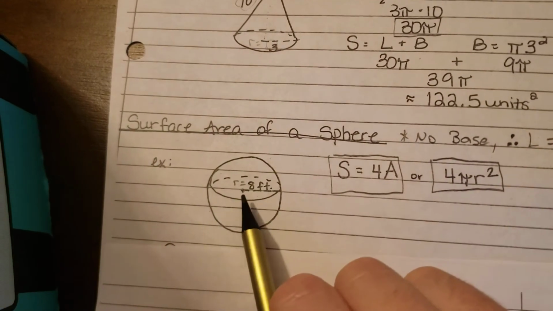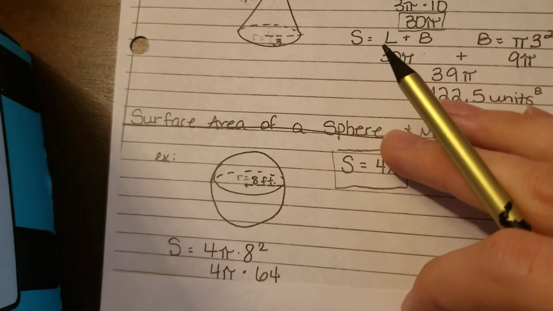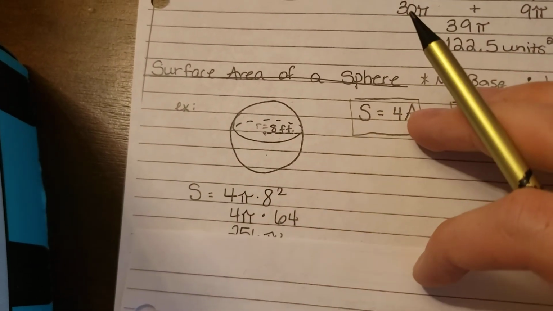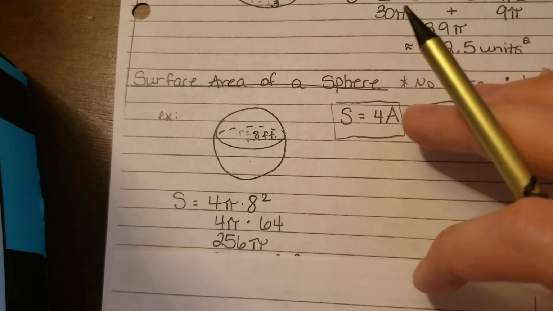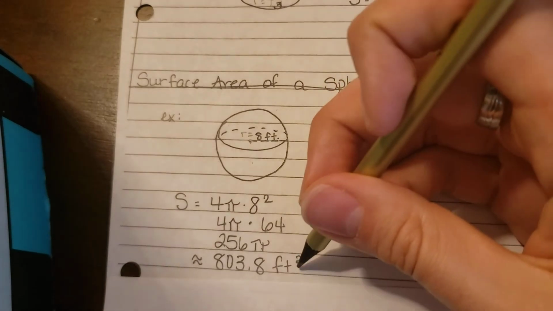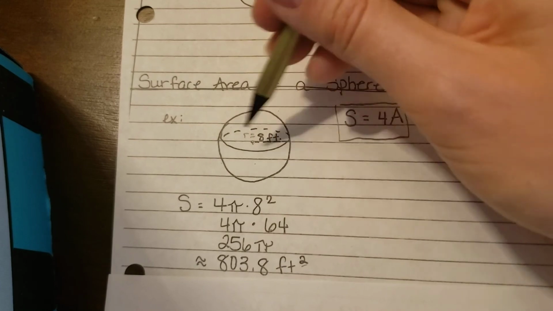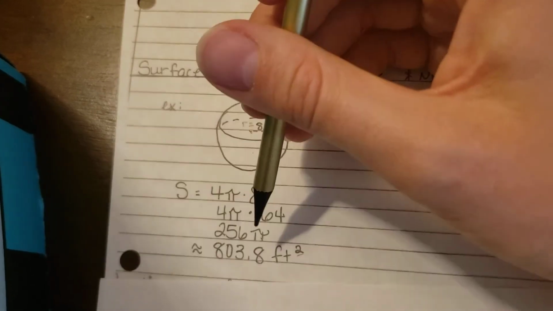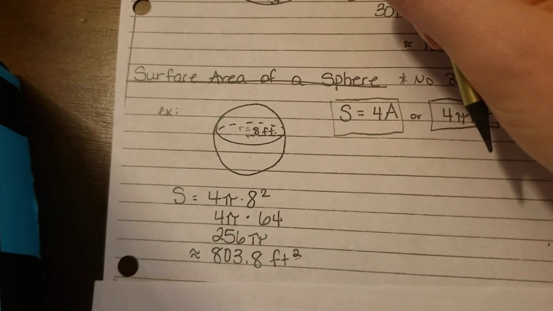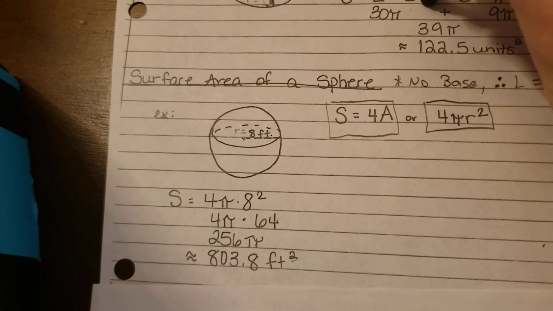So in this case, our radius is 8. So 4 pi times 8 squared is 4 pi times 64. 4 times 64 is 256. 256 times pi is equivalent to 803 feet squared. Now, again, this is just the surface area, right? So if we wanted to wrap this ball in wrapping paper, we would need this much wrapping paper. This is not the formula for the volume, but the formula for the surface area.